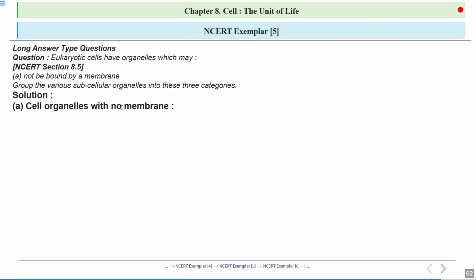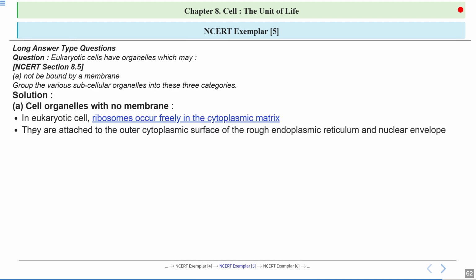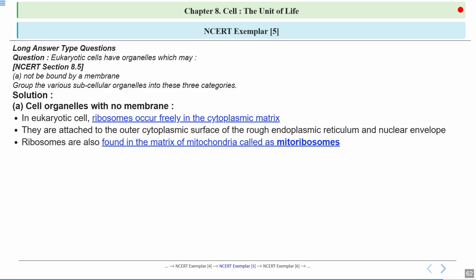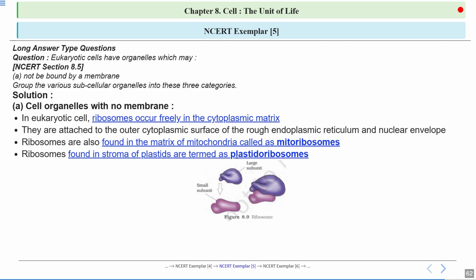See, cell organelles with no membrane in eukaryotic cells: ribosomes occur freely in the cytoplasmic matrix. They are attached to the outer cytoplasmic surface of the rough endoplasmic reticulum as well as the nuclear membrane. And ribosomes are also found in the matrix of the mitochondria, called mitoribosomes. Ribosomes are found in the stroma of the plastid, also known as plastidoribosomes. So you can see ribosomes have a larger and a smaller subunit.